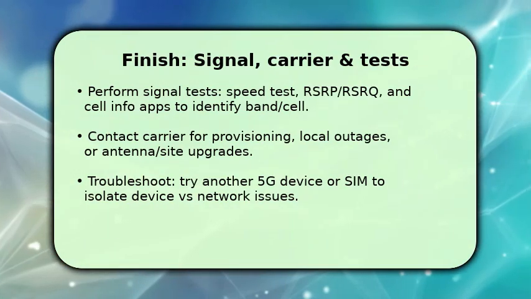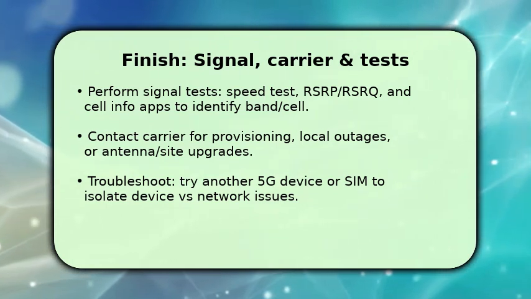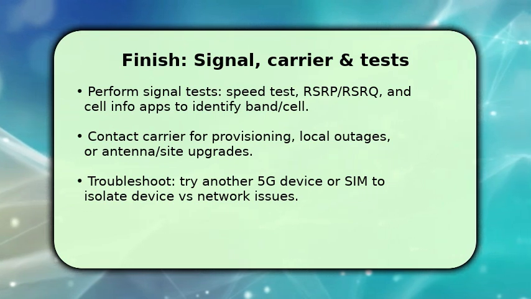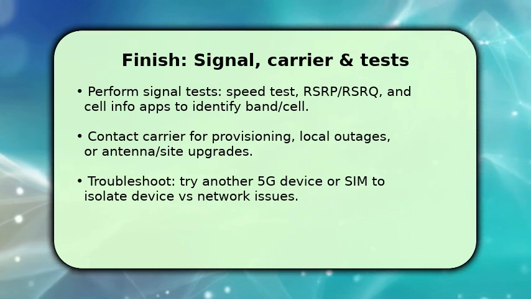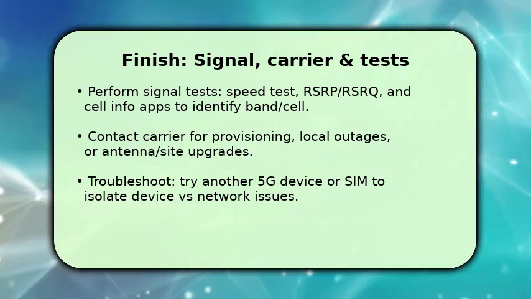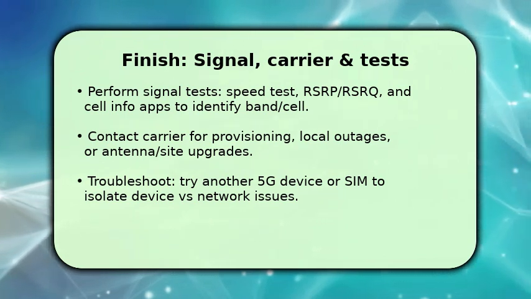You finish by diagnosing signal and carrier issues. Run speed tests and use a CellInfo app to record RSRP/RSRQ and the serving band. That tells you if you're on mmWave or sub-6. Once done, contact your carrier with those metrics to confirm provisioning, local outages, or tower maintenance.